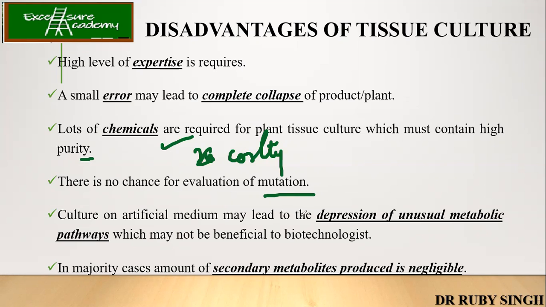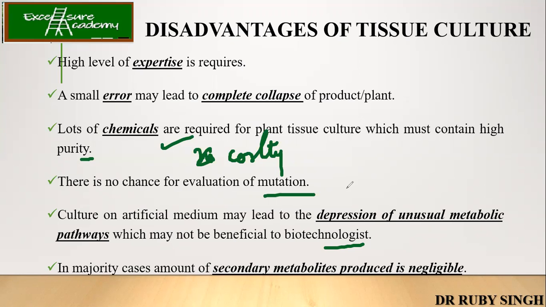Now, culturing on artificial media may lead to depression of unusual metabolic pathways, which may not be beneficial to the biotechnologist. So what is this? It means that in normal conditions, that is in nature, the plant makes use of all the different metabolic pathways. Now, if in the media you provide all the nutrition, the plant will understand that anyway, I'm getting the nutrition from outside. So there is no need for the plant to grow or sustain certain primary metabolic pathways. This will result in the depression of unusual metabolic pathways, meaning that particular metabolic pathways will then be lost. And this will result in the generation of a new variety of plants.